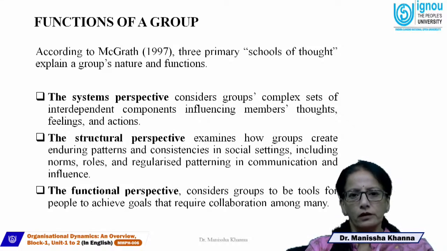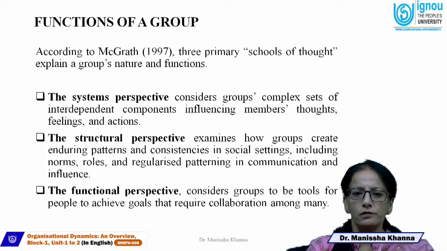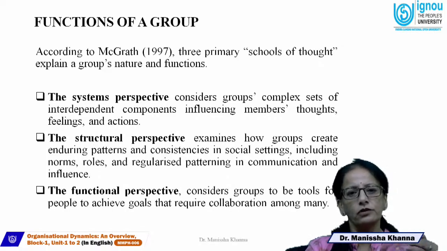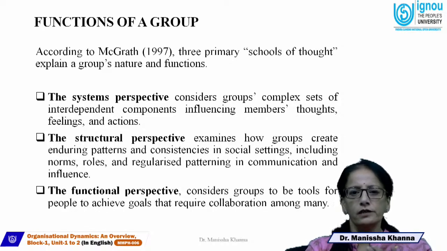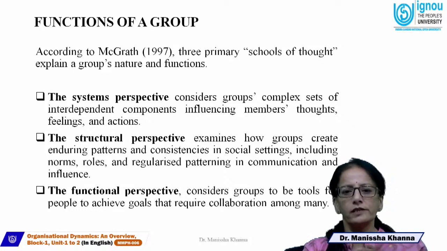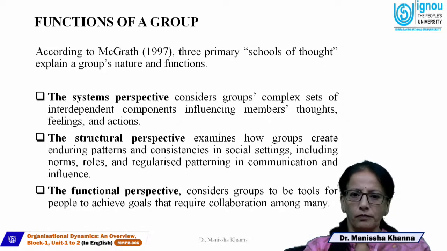According to McGrath in 1997, there are three primary schools of thought which explain the group's nature and functions. First is the system perspective. System perspective refers to groups as a complex set of interdependent components which influence the members, their thoughts, their feelings, and their actions. The structural perspective examines how groups create enduring patterns and consistencies in social settings, which not only includes the norms and roles but also the patterns regularized in communication and influence.